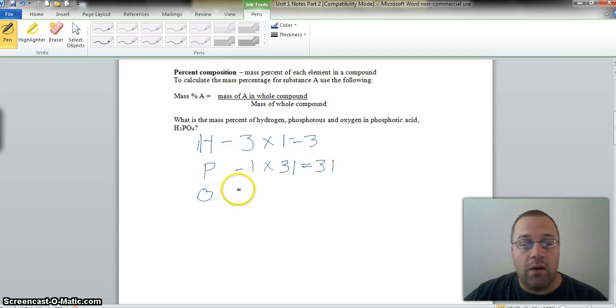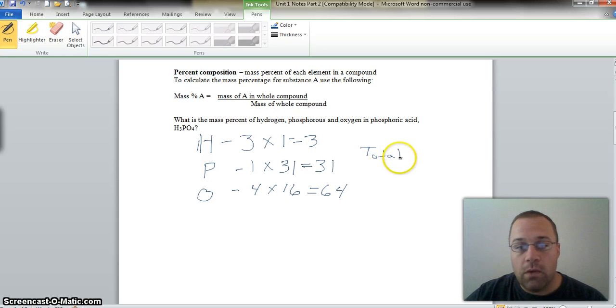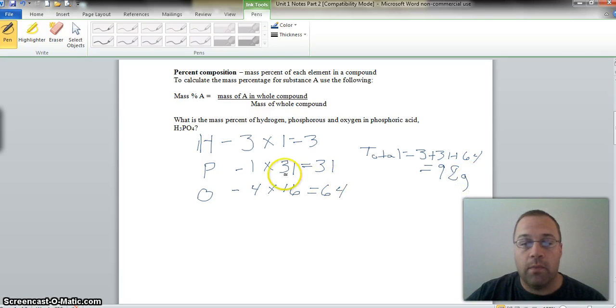And then for oxygen, there are 4 of them. Each has a mass of 15.999. We're just going to call it 16. And 4 times 16 is 64. So that's the mass of each individual element in the compound. There are 3 grams of hydrogen, 31 grams of phosphorus, 64 grams of oxygen. Total then, so total, 3 plus 31 plus 64, and that is 98 grams total.